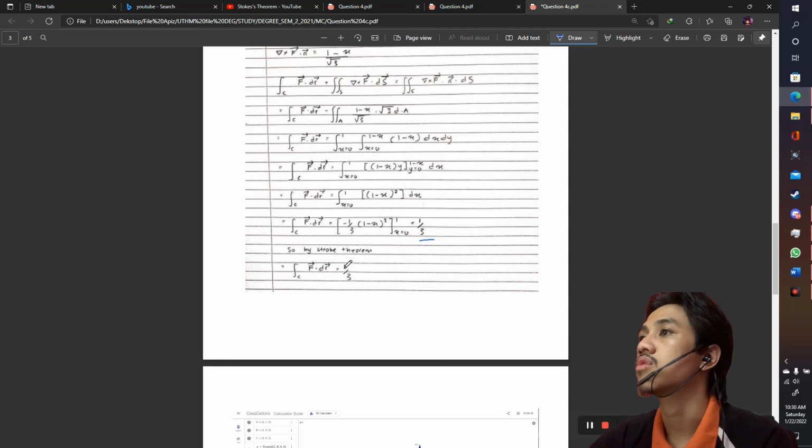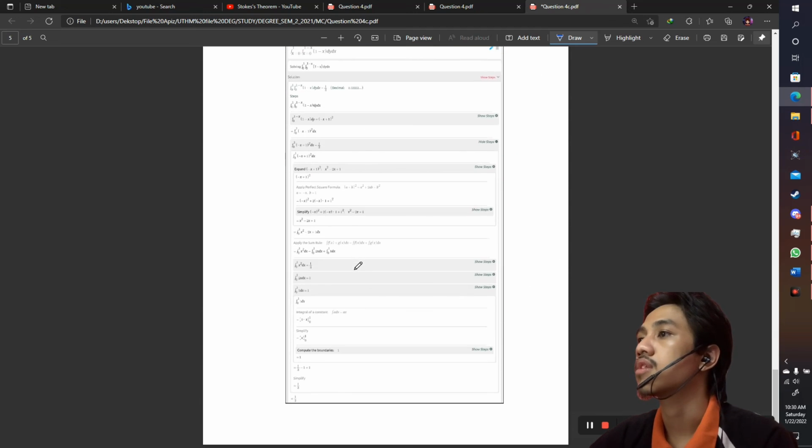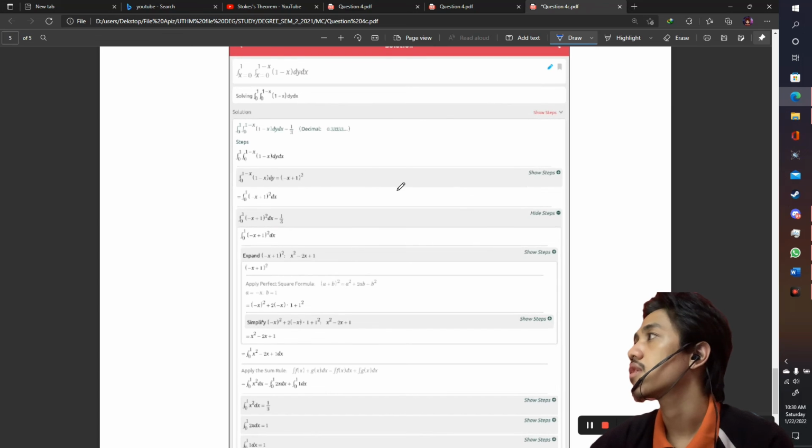So by Stokes' theorem, the integral of F dr is 1 over 3. So this is the proof of the answer.